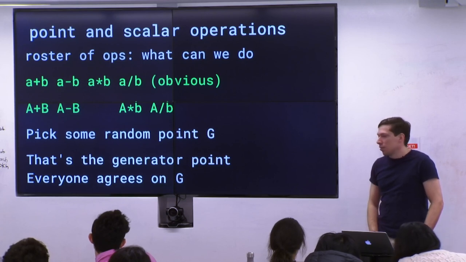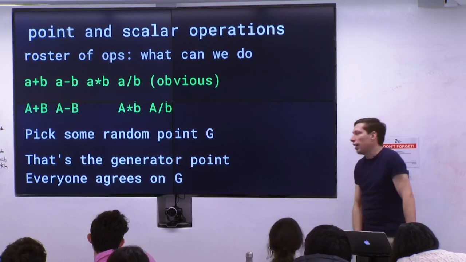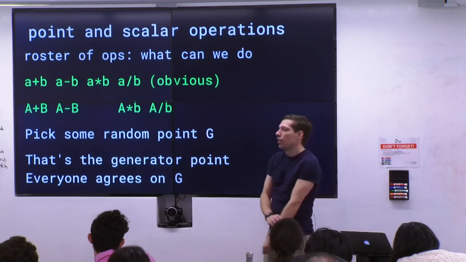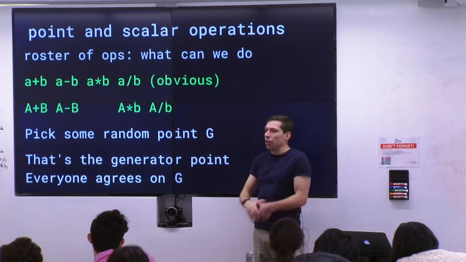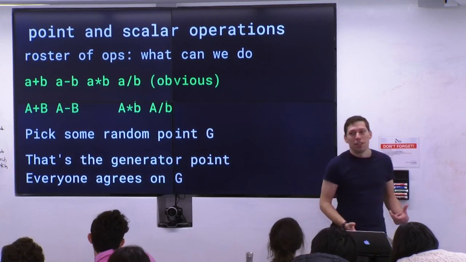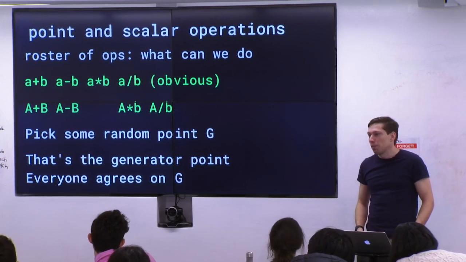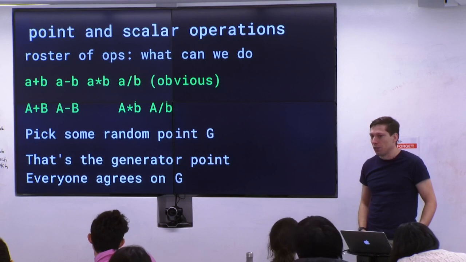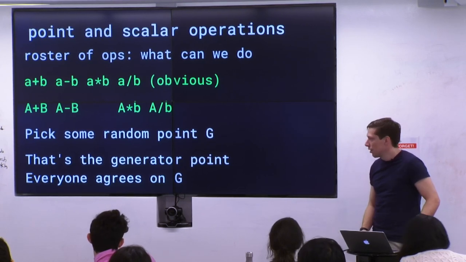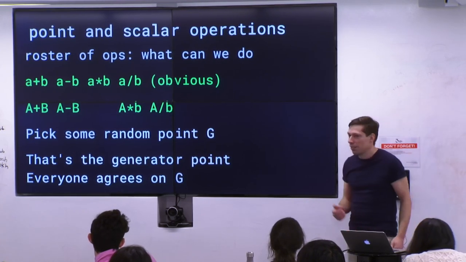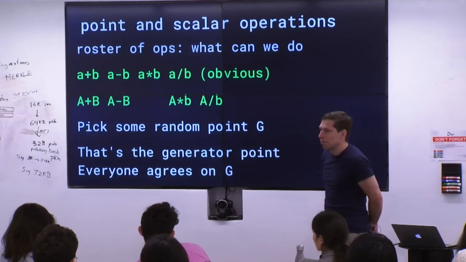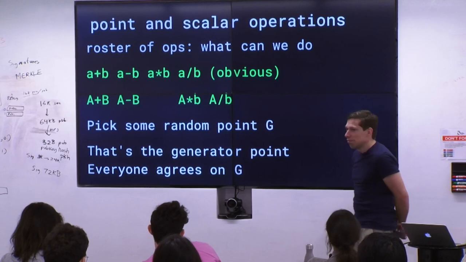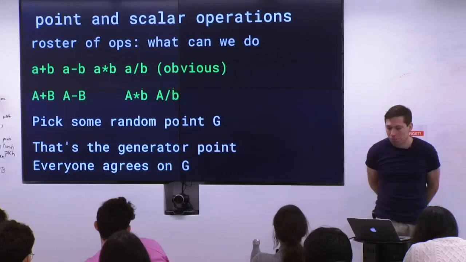Okay, so does anyone have an idea how we would make some cool one-way function given these operations and the fact that we have an agreed-upon point? It's not super obvious, but it's actually fairly straightforward once you see it. You're like, oh. Any ideas? Yeah. So you take your point G and you multiply it by some scalar and you publish whatever that point is, but you don't reveal the scalar.